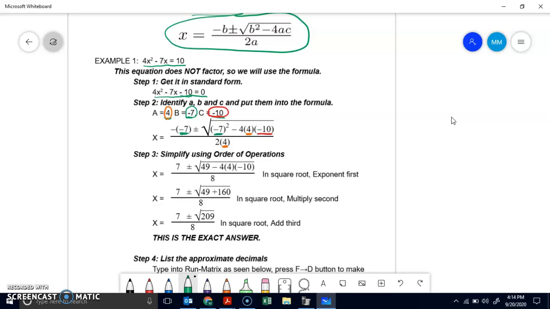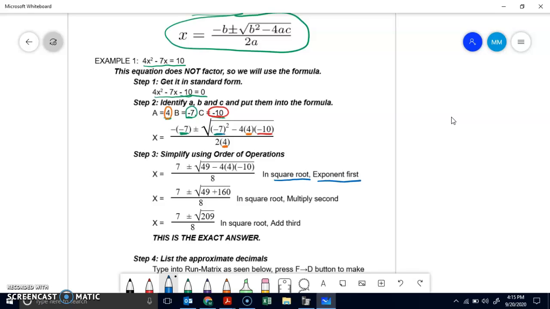And we're going to simplify using order of operations. First of all, a couple easy things here. 2 negatives make a positive 7. And the denominator should also be really easy. 2 times 4 is 8. Okay, so I'm going to take care of those quickly. All the work really happens inside the square root. And we have to follow order of operations.